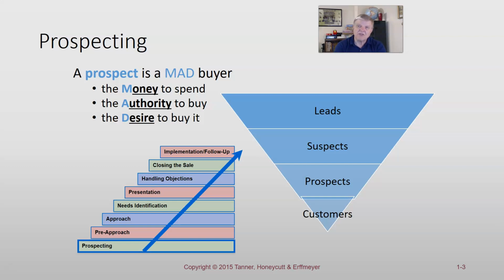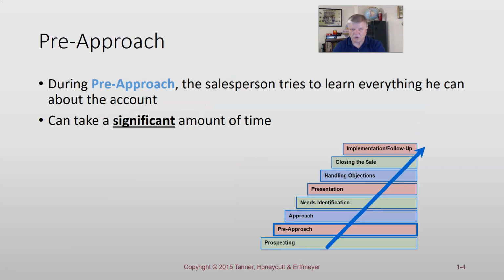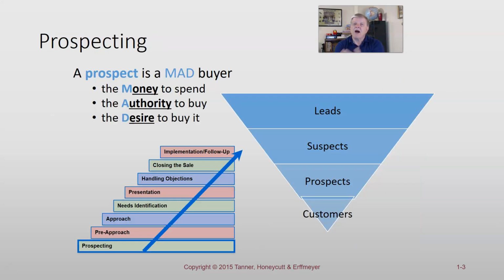That's where you have to start doing more digging, and you get into the pre-approach process. The pre-approach is where you find out a lot of information about that prospect or suspect before you actually turn them into a prospect. I'm going to back up a second. A real prospect, when it's all said and done, is determined to be a MAD buyer, somebody who has the money, the authority, and the desire to buy it.